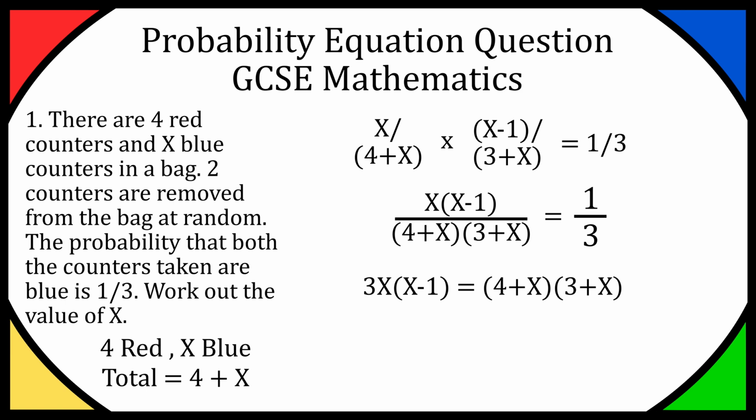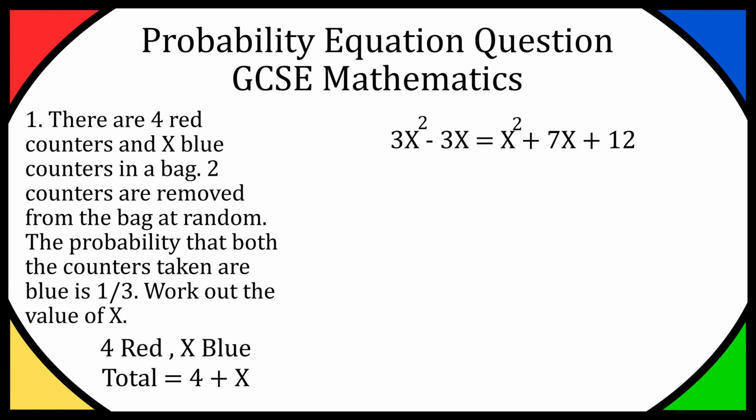So from here we're going to times everything out a little bit. That's going to give us 3x squared minus 3x equaling x squared plus 7x plus 12. I've just moved that same line to the top here. Let's simplify a bit by doing a bit of subtracting and adding. So we're going to get 2x squared minus 10x minus 12 is equal to 0. And these all have a factor of 2, so we can divide by 2. That's going to give us x squared minus 5x minus 6. Now all we have to do is solve this quadratic when it's equal to 0, and we will work out the value of x needed.